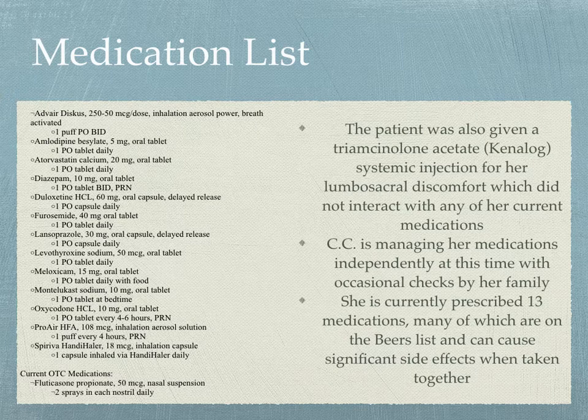CC is managing her own medications independently at this time, and occasionally will have them checked by her family, but not regularly. It's also important to note that she is prescribed 13 medications, and this is not even including the occasional over-the-counter drug that she takes. Many of them are on the Beers list, which can cause significant side effects when taken together and even alone in the geriatric population.